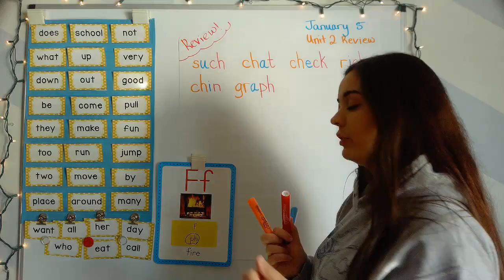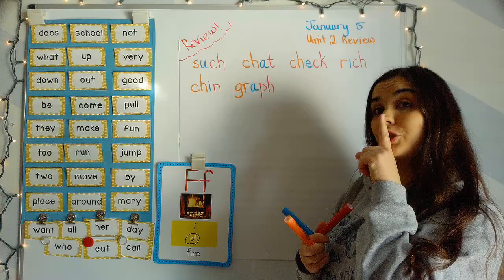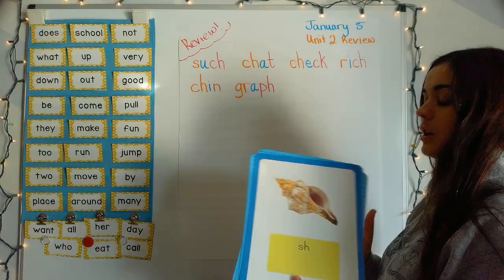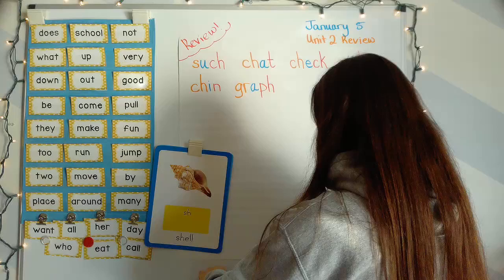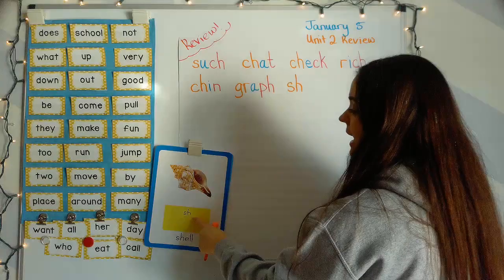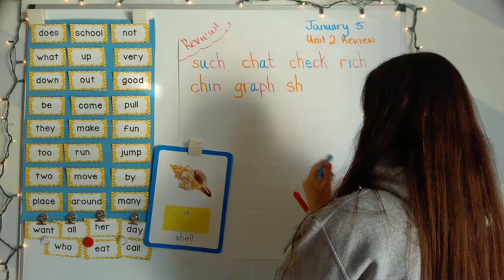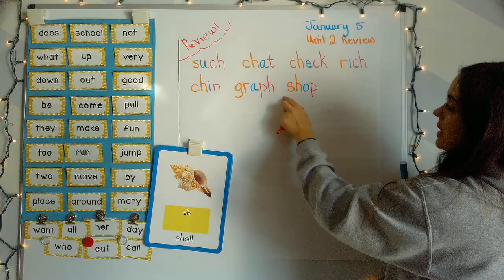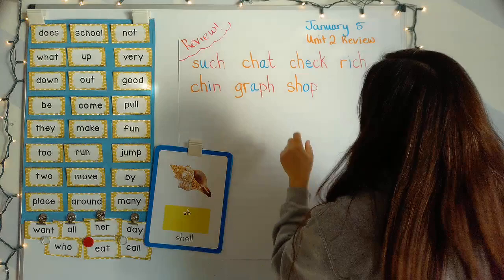All right, next word, shop, your turn. Sh, o, p, shop. Now in this word, shop, we are using the shell card, where SH is going to say sh, like shell. O says o. P says p, sh-o-p, shop. Again, you just have to know that S and H, when they're together, say sh, because you can't go s-o-p, sop. That doesn't sound right. It doesn't even sound like a real word.